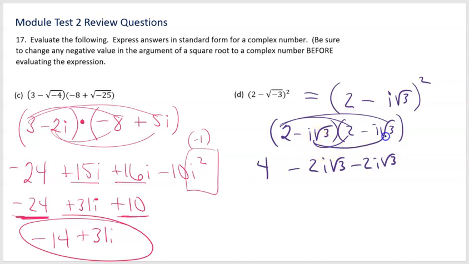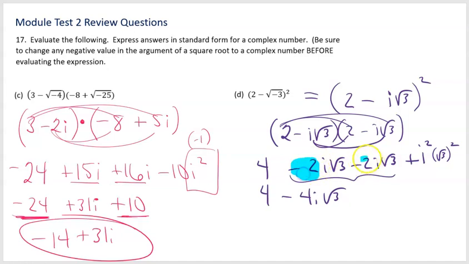And then finally, negative times negative is positive. i times i is i squared. Square root of 3 times square root of 3 is the square root of 3 squared. So now I have 4. Now these are like terms. That's going to be minus 4i square root of 3 because we're dealing with the coefficients in front. So I'm taking negative 2 plus a negative 2 to get negative 4, and I bring over the i square root of 3. That's the like term part.